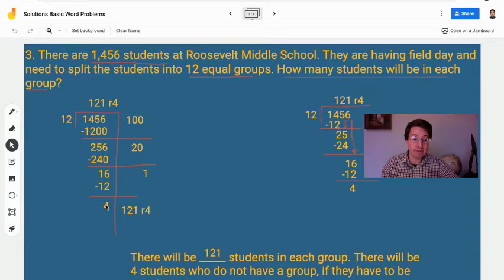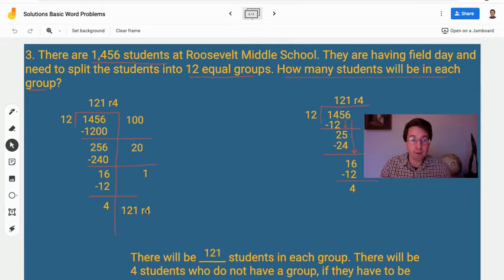16 minus 12, and I have 4 students left. So when I add up all my partial quotients, 100 plus 20 plus 1, I have 121. But because that last group of students had 16, I was only able to make one more equal group. So there are 4 students that don't have any group. So my answer sentence was, there will be blank students in each group, 121.